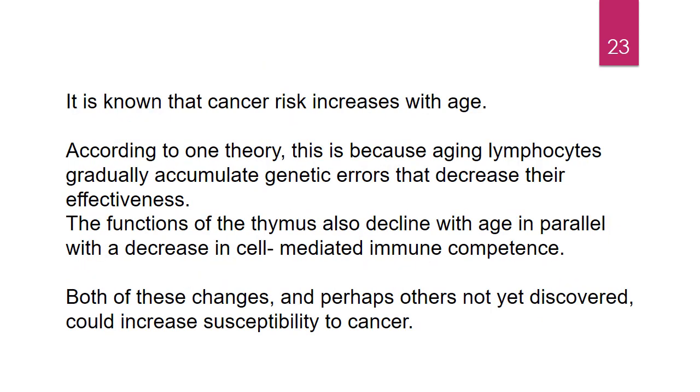It is known that cancer risk increases with age. According to one theory, this is because aging lymphocytes gradually accumulate genetic errors that decrease their effectiveness. The functions of the thymus also decline with age in parallel with a decrease in cell-mediated immune competence. Both of these changes, and perhaps others not yet discovered, could increase susceptibility to cancer.